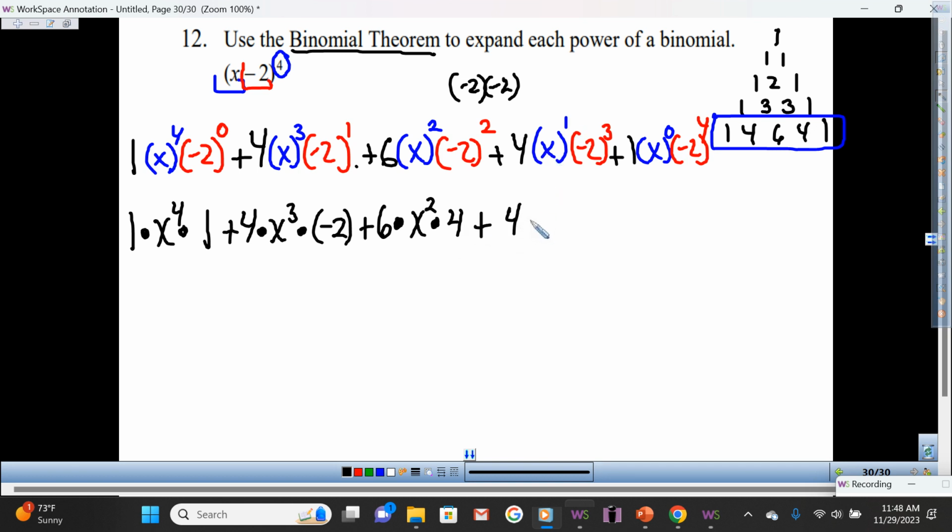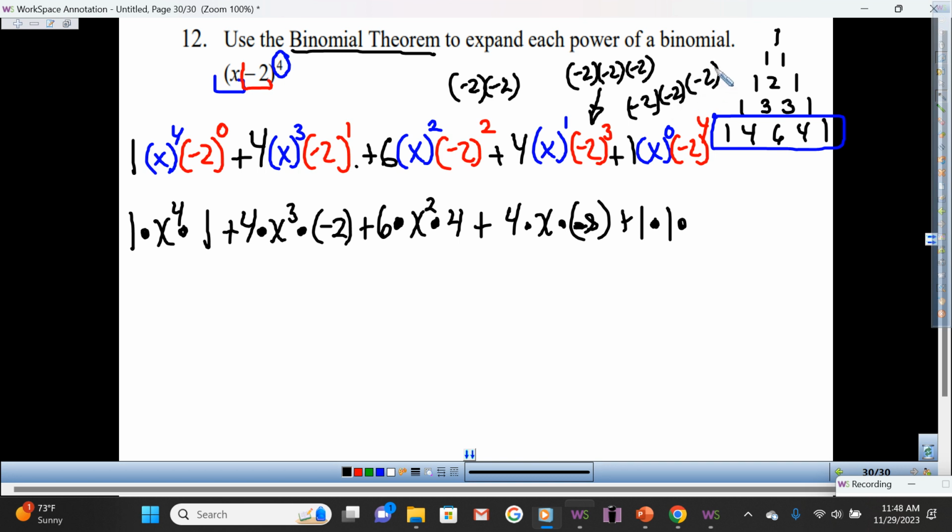Yes. Plus, bring down the 4. X to the 1st is x to the 1st. There it is. I don't need to write the 1st because it's there. Times -2 to the 3rd power. That's -2 times -2 times -2, which is -8. Put that in parentheses. The negative. Plus 1 times, what is x to the 0? 1 times -2 to the 4th power. That's -2 times -2 times -2 times -2. 16.